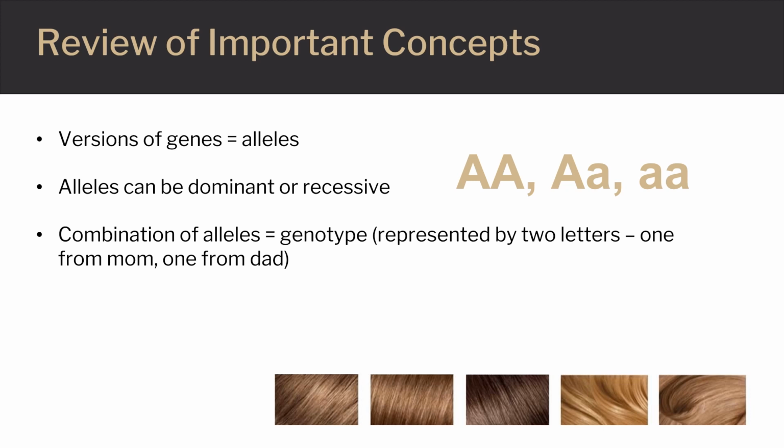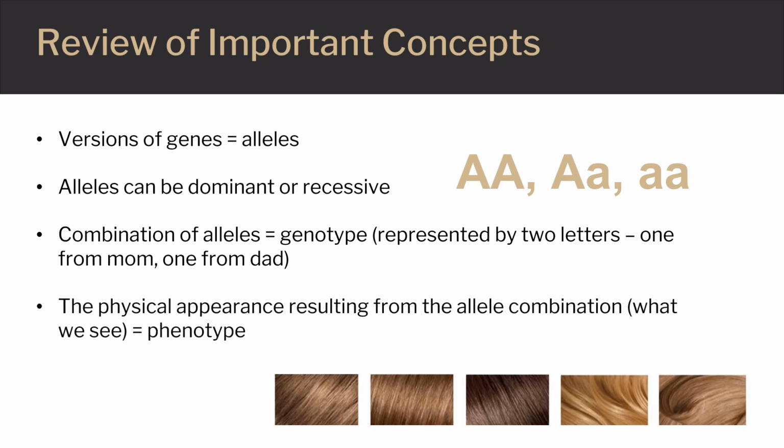Genotypes can be homozygous or heterozygous. A homozygous genotype means that the person inherited the same version of that gene, the same allele, from both parents. In our example, if one inherits a capital A from mom and a capital A from dad, the genotype will be capital A, capital A. Since they're the same, it's a homozygous genotype. The same would be true if one inherits two lowercase a's, by the way. However, if one inherits a capital A from one parent and a lowercase a from the other parent, then the genotype would be called heterozygous.